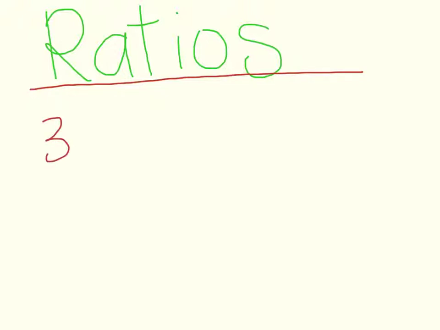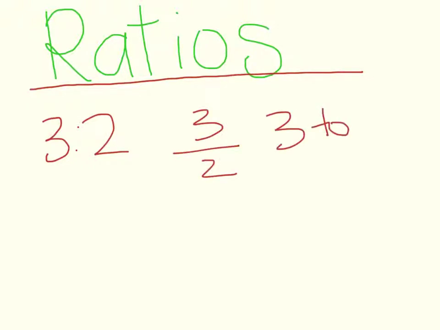We have ratios that we can write with a colon, we can write it where it looks like a fraction, and we can write it using the word "to." You could also write it out in words. For every 3 stars there are 2 circles, or for every 3 boys there are 2 girls, for every 3 horses there are 2 trainers, anything like that. They all mean the same thing, they just look a little bit different.